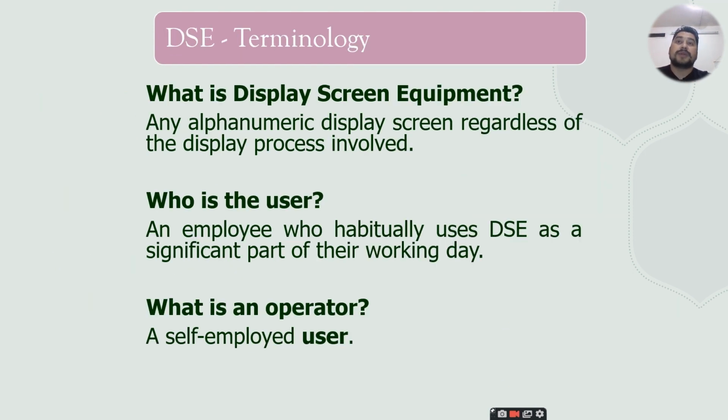Display screen equipment terminology. What is display screen equipment? Any alphanumeric display screen, regardless of the display process involved, is display screen equipment. Who is the user? An employee who habitually uses display screen equipment as a significant part of their working day. They are the user. What is an operator? A self-employed user is called an operator.